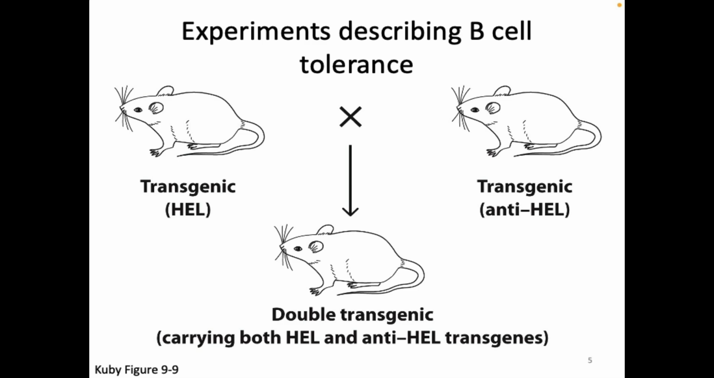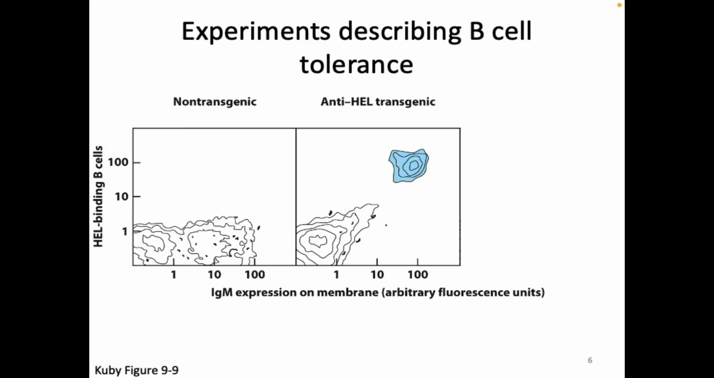And so they did some flow cytometry experiments. So first, they looked at the first plot that you see on the left, which is B cells that bind HEL on one axis and just IgM, aka B cells, on the other axis. And first, they just looked at a mouse from the mouse store.